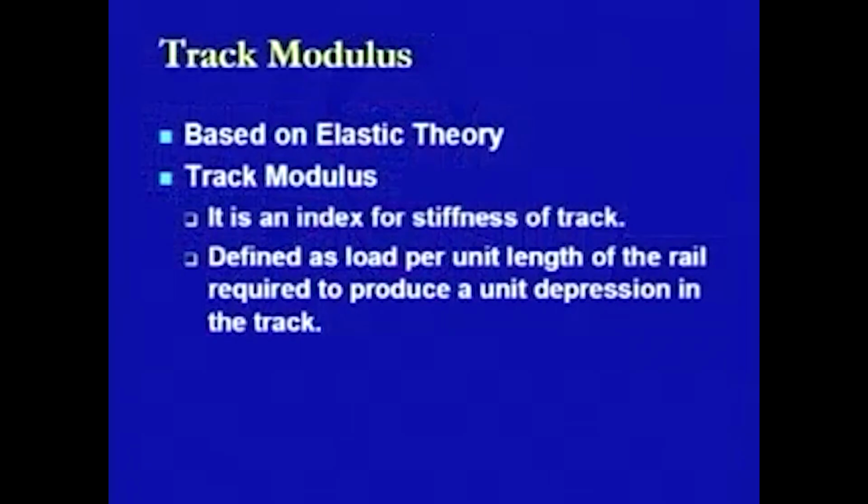In this elastic theory, the track modulus is defined as the load per unit length of the rail required to produce a unit depression or deflection in the track. It means we are going to talk about the amount of depression or deflection which is caused because of the imposition of load at the top of the rail section. Because of this load, the deformations will come to the sleepers which have been provided at the bottom of the rail. On the basis of those depressions or deflections, which can be measured using strain gauges, we can find out the track modulus.